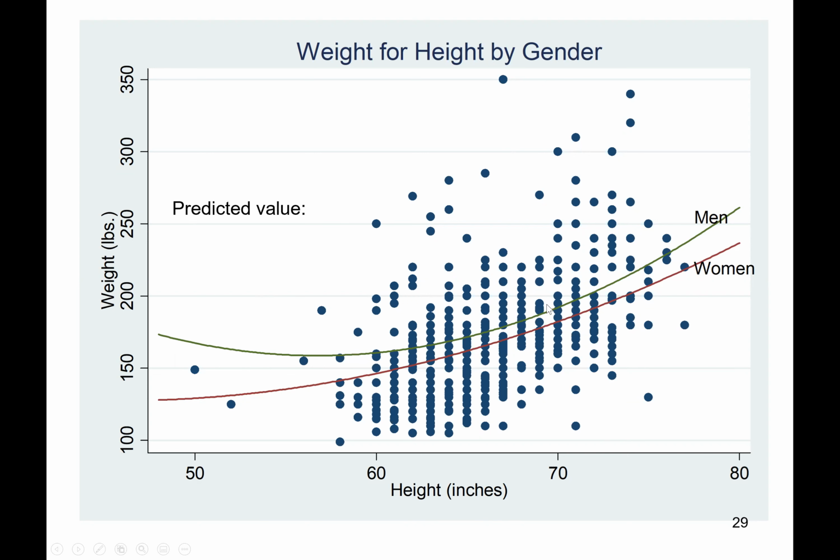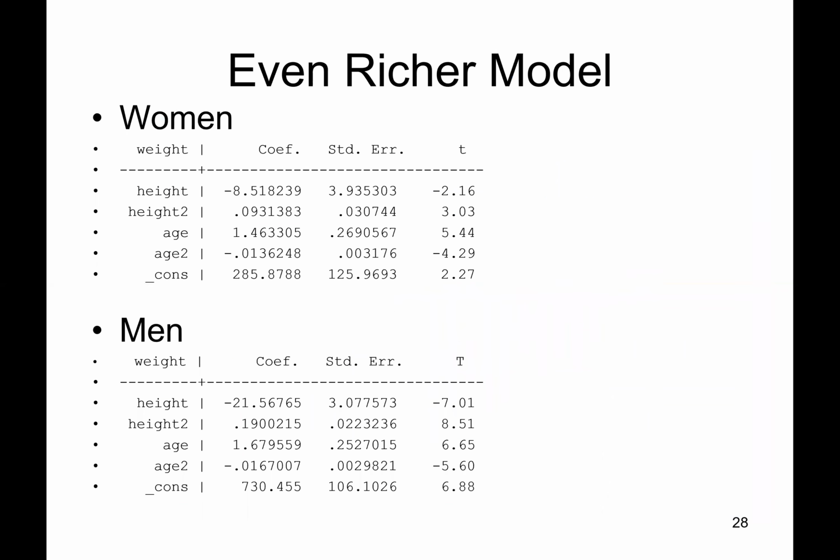And this one shows the predicted weight for men along all these different height values. And then this one shows the relationship between height and weight for women. And you can see that these are not the same. The slopes of these lines are not the same, which means that the marginal effect of height on weight differs by gender, which corresponds to the different coefficients that we saw coming out of those two models in this slide.